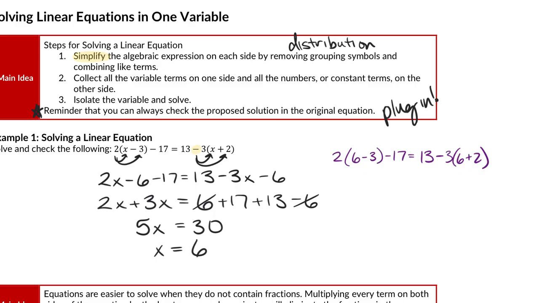We'd have to do the 6 minus 3, which is 3. Drop everything else down. And then the 6 plus 2, which is 8. PEMDAS tells me then to do multiplication first, so 2 times 3 is 6, 2 times 8 is 16. 3 times 8 is 24. 6 minus 17, what is that? -11. And then 13 minus 24? We really hope that it's what?